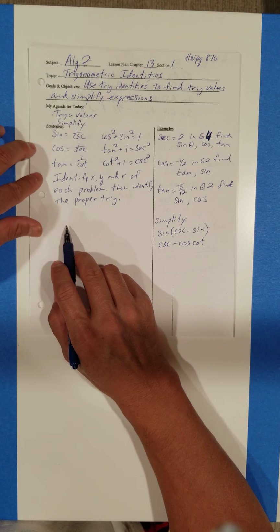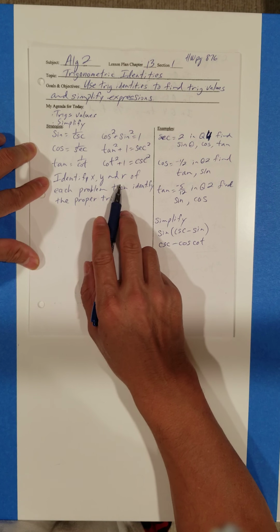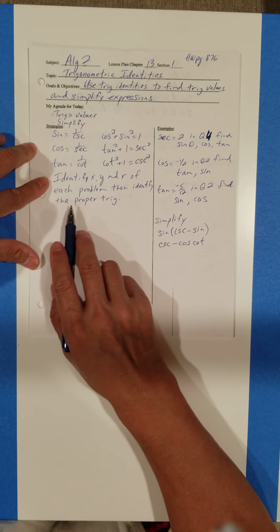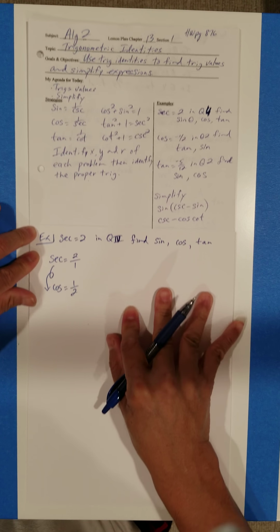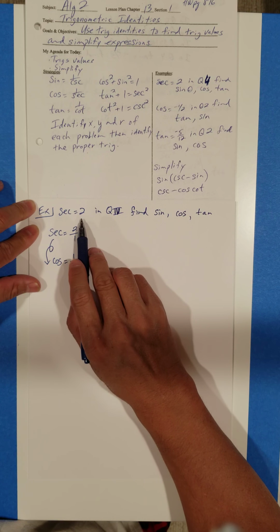So when you're doing these problems, I would always recommend you identify what x, y, and r is for each problem, and then identify the proper trig that they want you to find. Okay, so we'll do some examples. Let's say, for example, they tell us that secant equals 2 in quadrant 4. And they want us to find sine, cosine, and tangent.